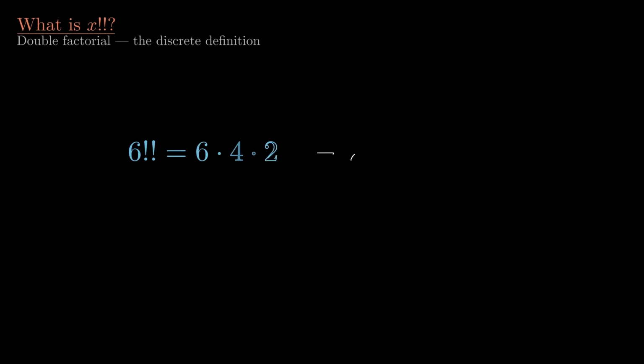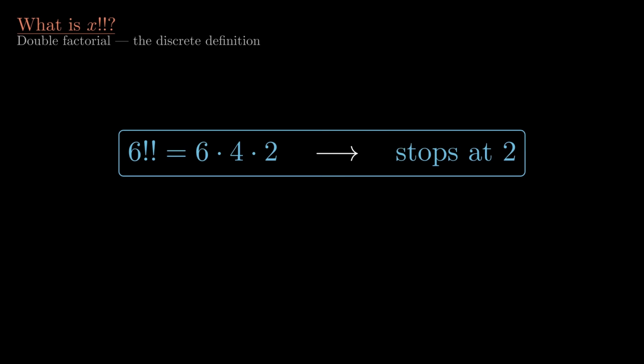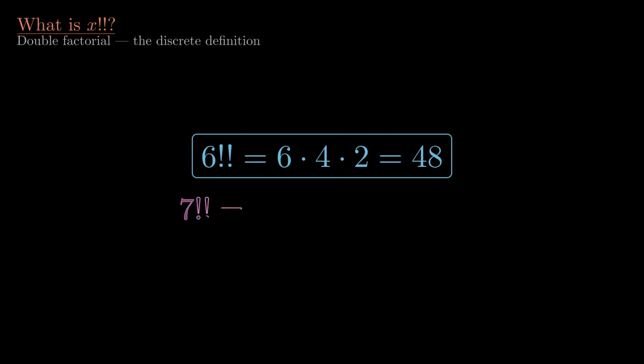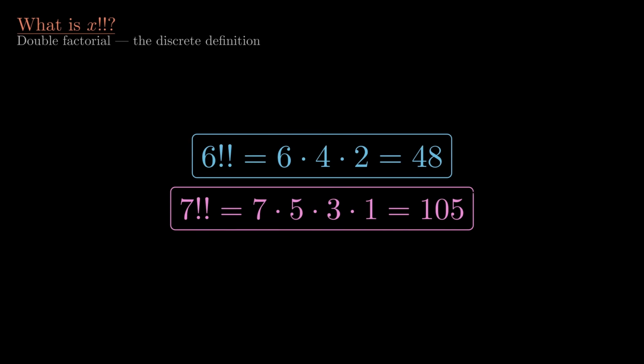This skip counting creates 2 distinct chains. If you start with an even number, like 6, the sequence always ends at 2. If you start with an odd number, like 7, the sequence ends at 1. For example, 7 double factorial is 7 times 5 times 3 times 1, which equals 105.